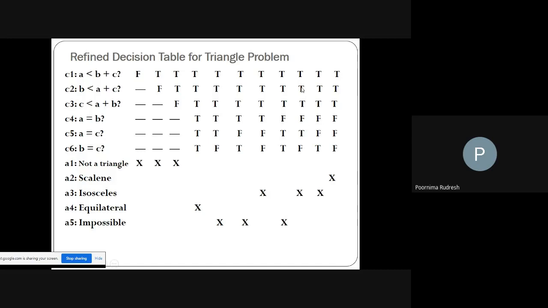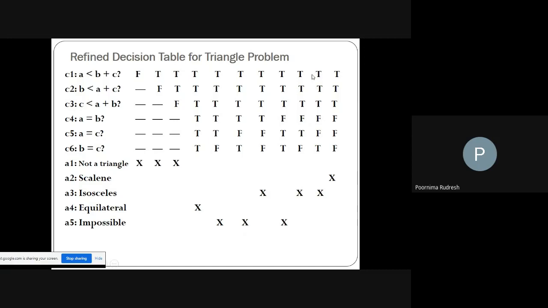Similarly, we'll consider one more rule where the first three are true for all the cases. Next, we'll see FTF, what does it indicate? A is equal to B and B is equal to C, meaning here these two are false. False means A is not equal to B and B is not equal to C, but A is equal to C. A is equal to C indicates that two sides are equal and the other side is not equal, and hence it is said to be an isosceles triangle.